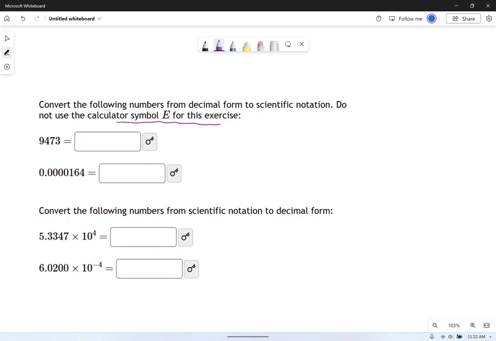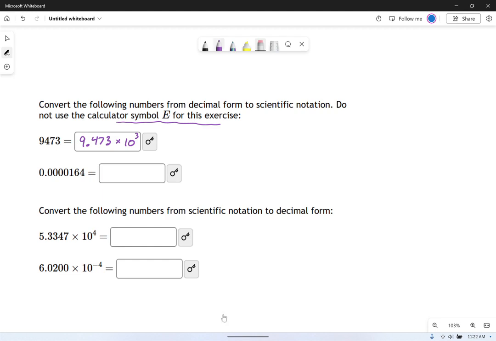Let's start converting some things. So I'm going to look at this one and say, this is going to be 9.473 times 10 to a certain power. The way you figure that out is you ask how many times the decimal moved over. Started here, then I went 1, 2, 3. So 3 jumps of that decimal.